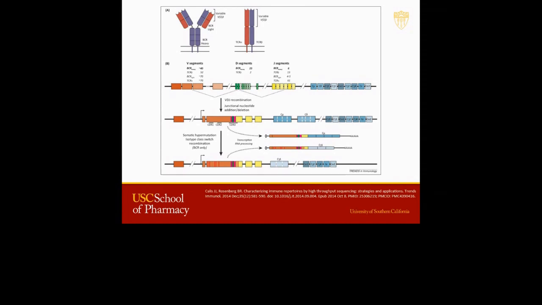These antigen binding sites are encoded by VDJ recombination. Figure B shows the recombination of the VDJ genes here.